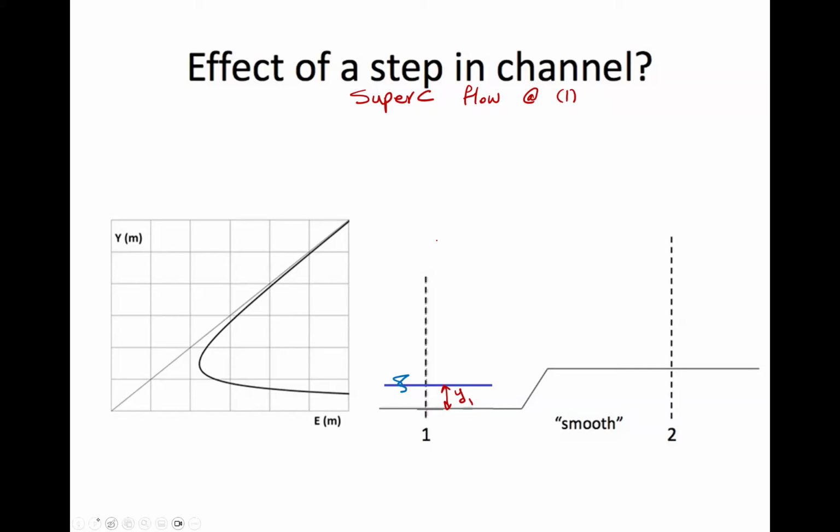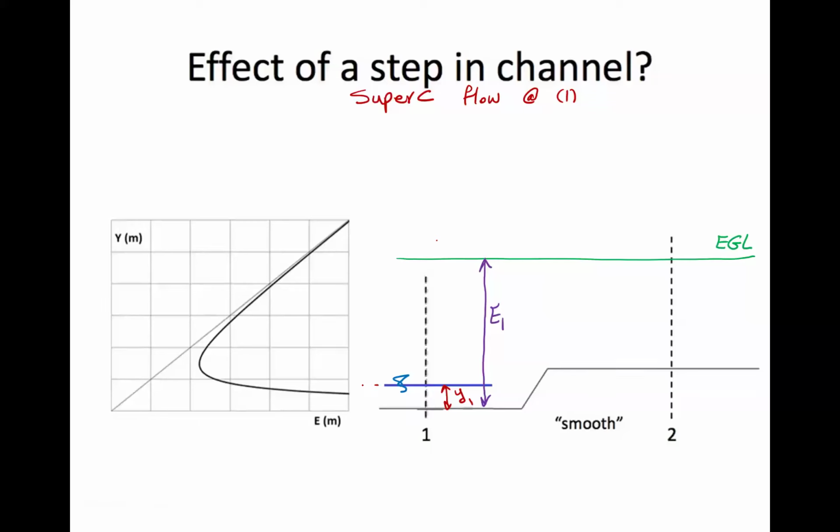Okay. The same assumptions. We're going to assume there's no head loss, short distance. The energy grade line is constant because there's no head loss. That's EGL. And obviously, this will be our total energy upstream. So this will be E1. Okay. Now we're going to transfer the data from this chart to our EY graph, which is on the left.